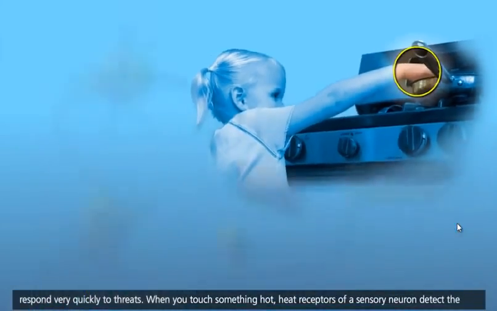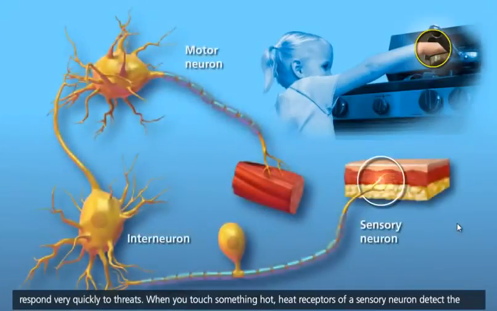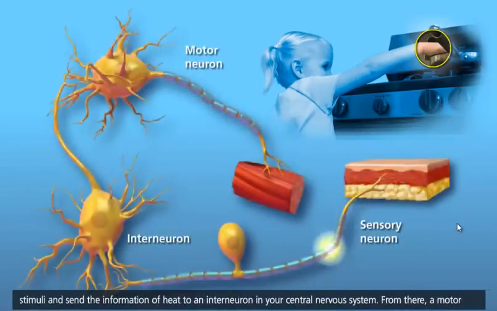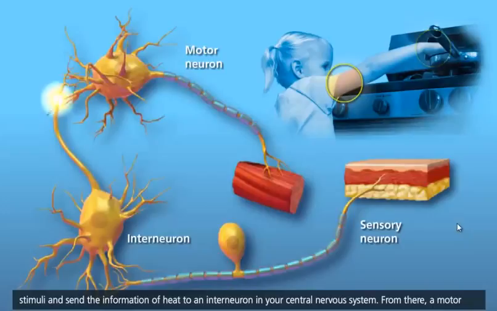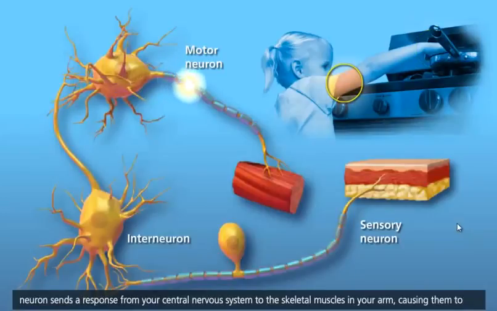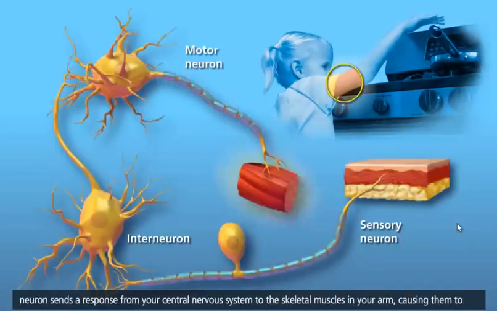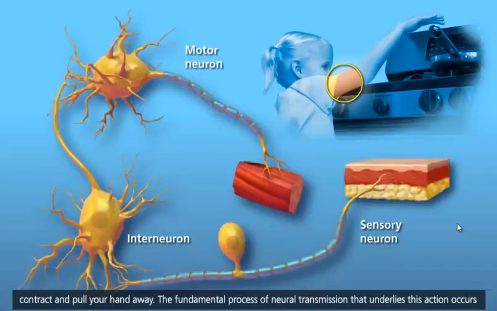When you touch something hot, heat receptors of a sensory neuron detect the stimuli and send the information of heat to an interneuron in your central nervous system. From there, a motor neuron sends a response from your central nervous system to the skeletal muscles in your arm, causing them to contract and pull your hand away.